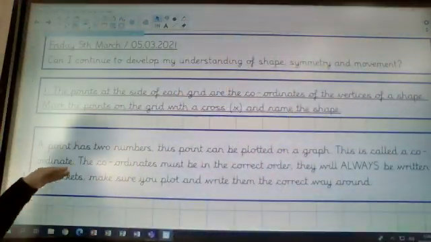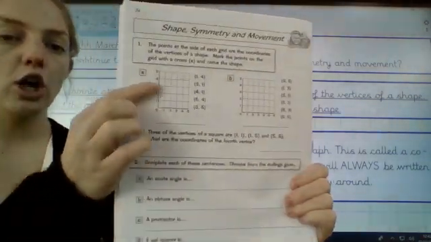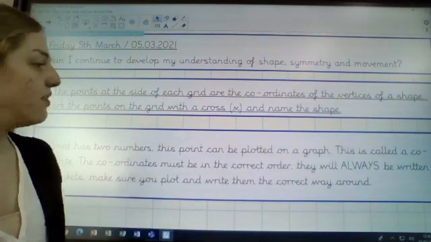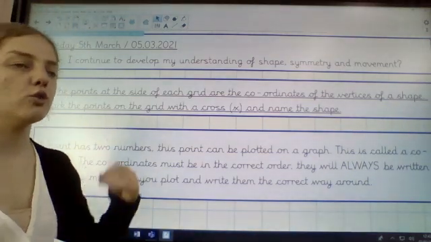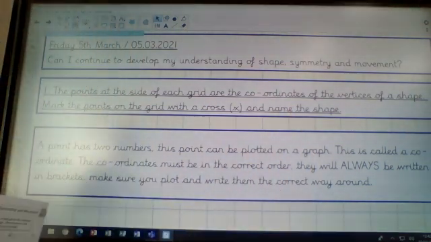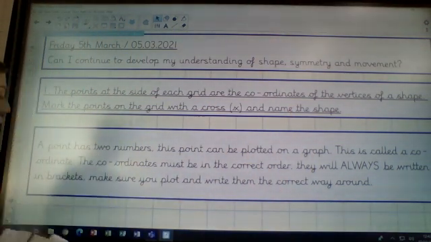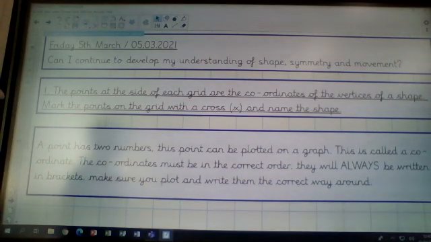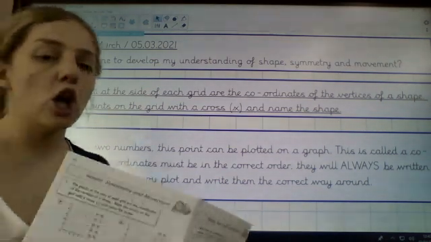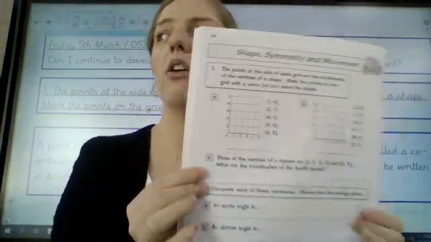So a point has two numbers and the point gets plotted on our graph. And this is called a coordinate. So the numbers, and then when you plot your point, that's called a coordinate. And the coordinate must be in the correct order and they will always be written in brackets. And you need to make sure that you plot them and write them down the correct way around.